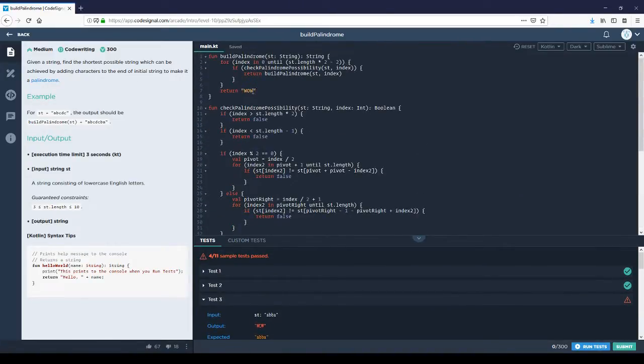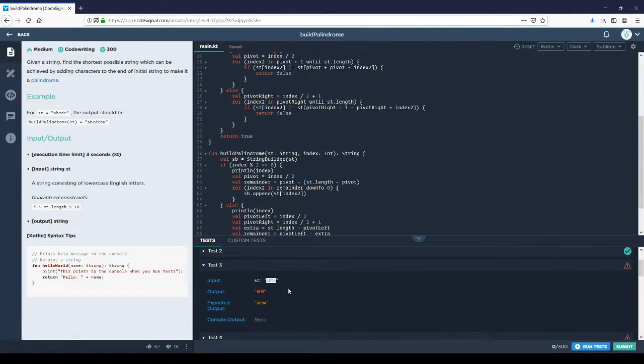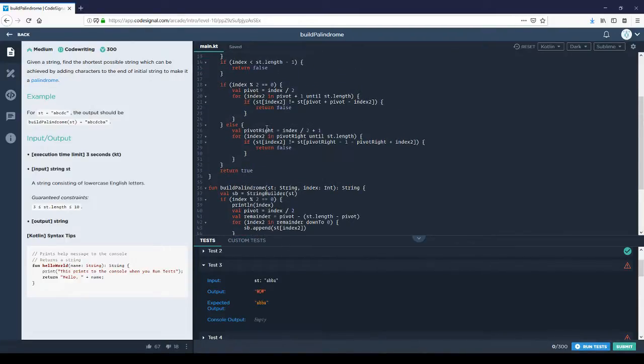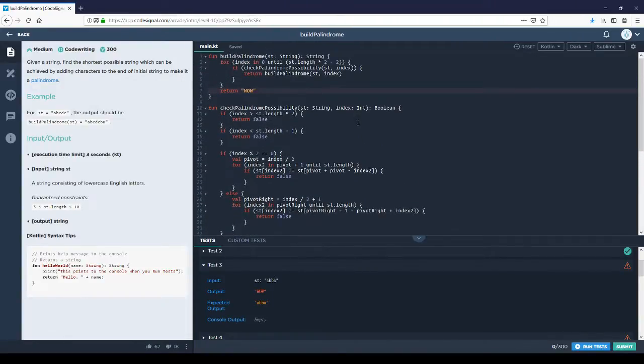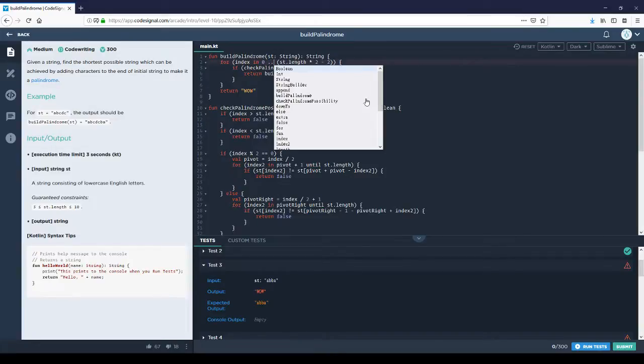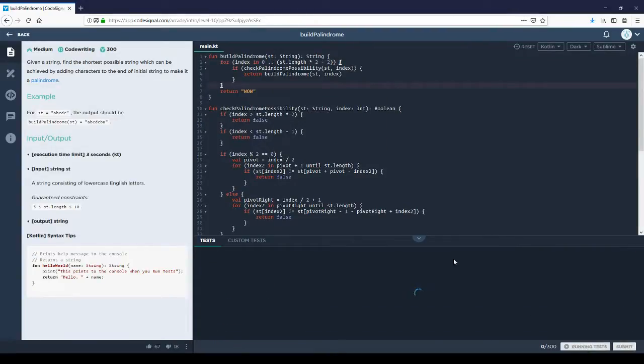Output is wow. So that basically means AVBA and index is 0, 1, 2, 3 is never checked. Zero until -2. Yes, exactly. Oh, it's until, so we want it. But that's definitely not something that is influencing this case.